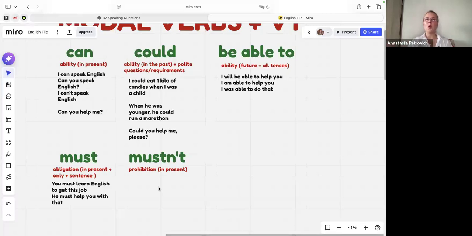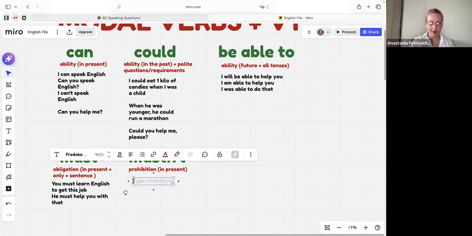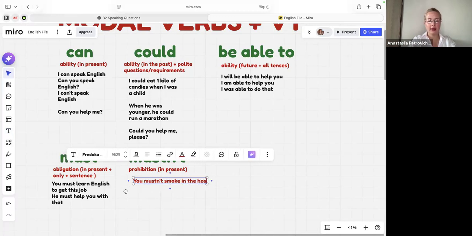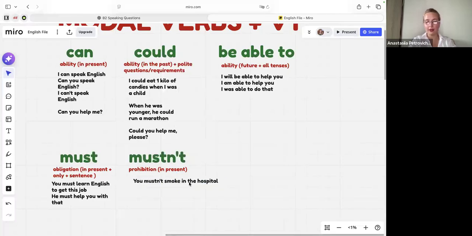So when you mustn't do something, something is заборонено. От просто не можна. For example, you mustn't smoke in the hospital. Yeah? You mustn't smoke in the hospital. It's not like maybe you can, maybe you can't. No, you mustn't. It is prohibited. You cannot do that. Or if you do that, you will face some serious negative consequences, right?